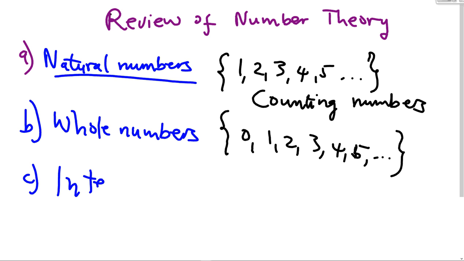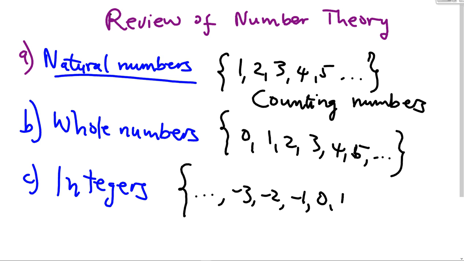And we have what are called integers. So what are the integers? Integers are the set of whole numbers and the opposites of natural numbers. So these are ..., -3, -2, -1, 0, 1, 2, 3, and so on. These are the set of whole numbers and the opposites of natural numbers.